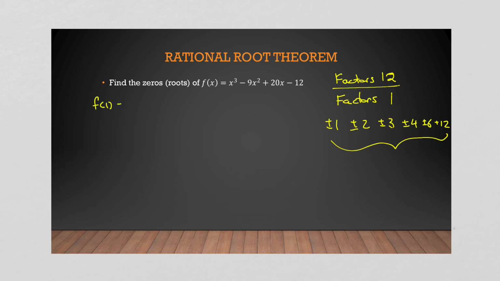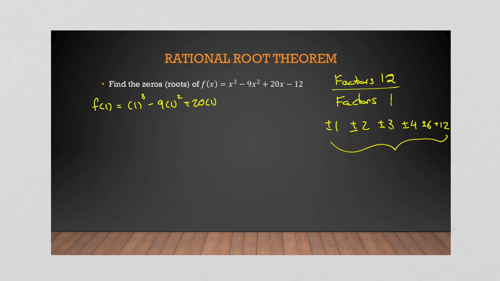Well, f of 1 is a potential root. So 1 cubed minus 9 times 1 squared plus 20 times 1 minus 12. So 1 minus 9 plus 20 minus 12. Negative 8 plus 20 minus 12. Nice. 0. So sometimes you get lucky. Right away, I get a root.